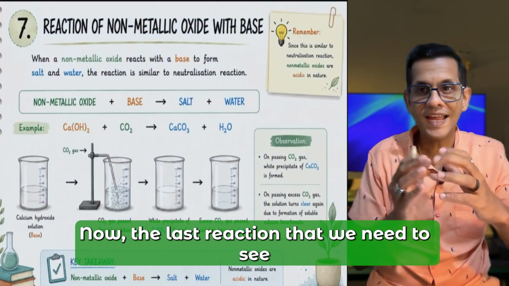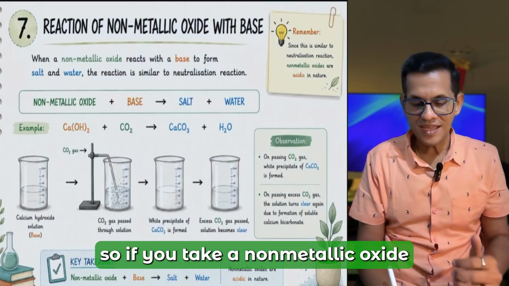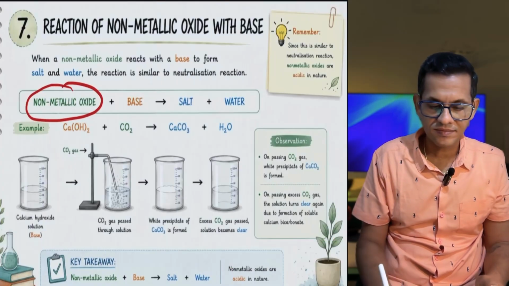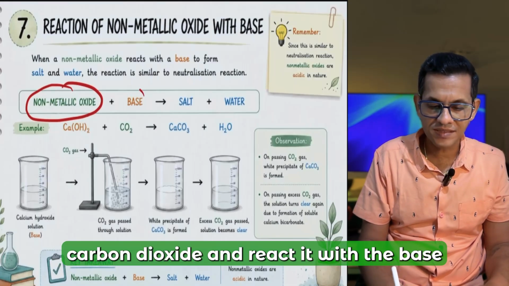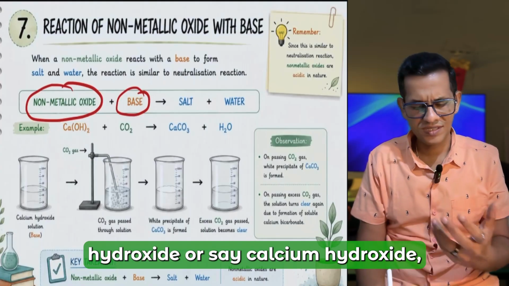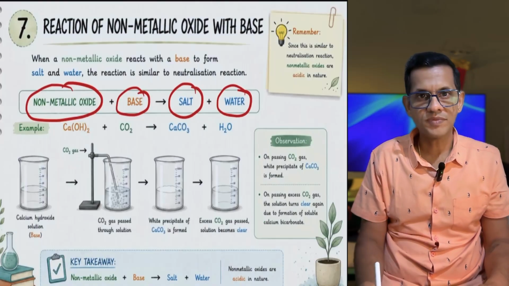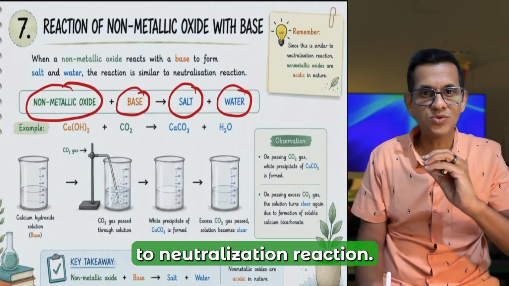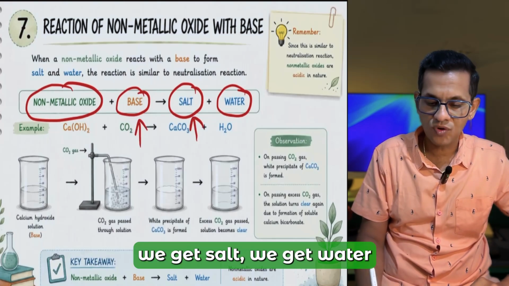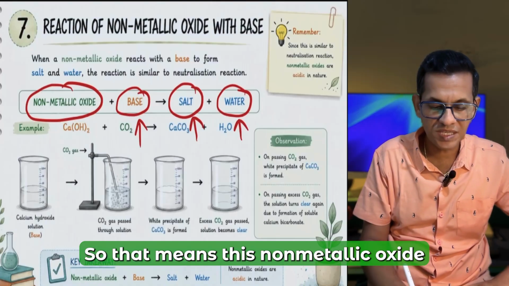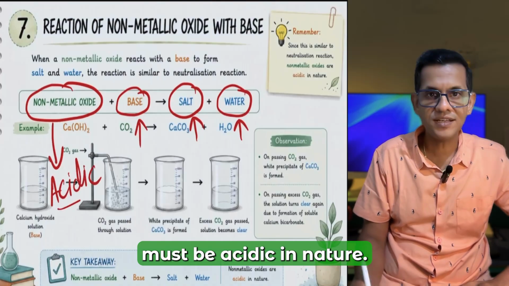Now the last reaction that we need to see is the reaction of non-metallic oxide with a base. So if we take a non-metallic oxide like carbon dioxide and react it with a base like sodium hydroxide or say calcium hydroxide, it is going to form a salt and release water. Now this is also very similar to neutralization reaction. For example, we have got a base here, we get salt, we get water, which is all same as neutralization reaction. So that means this non-metallic oxide must be acidic in nature.